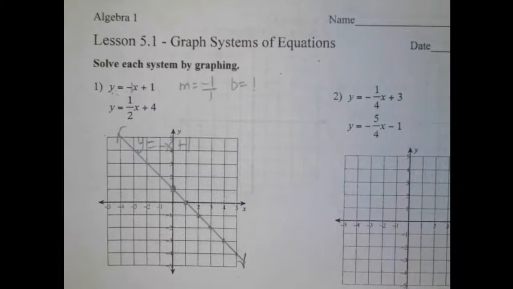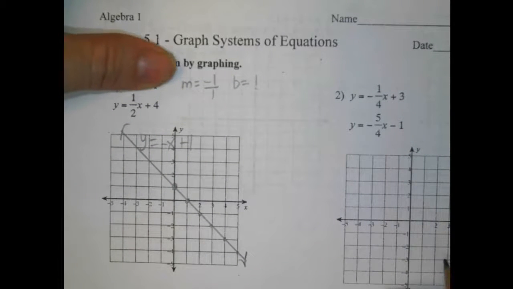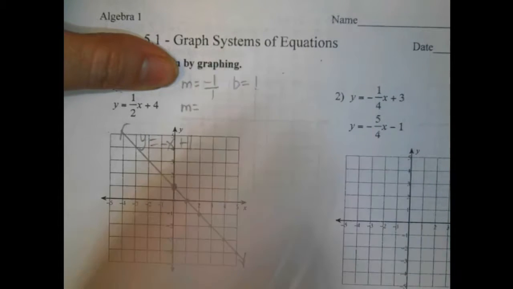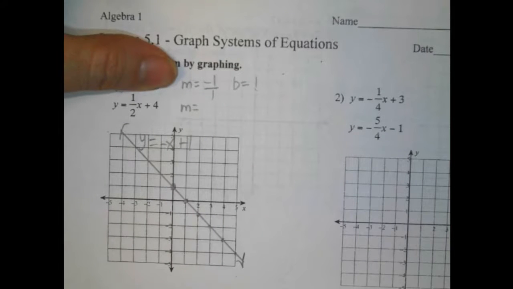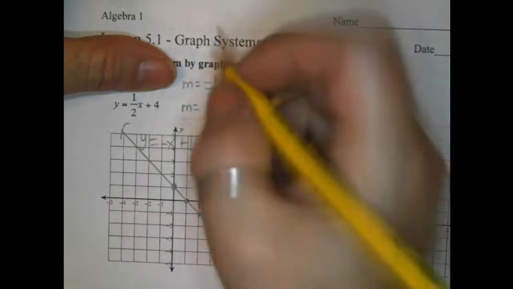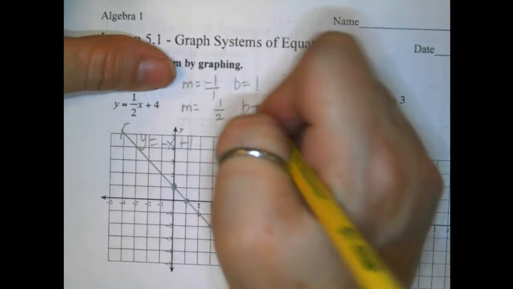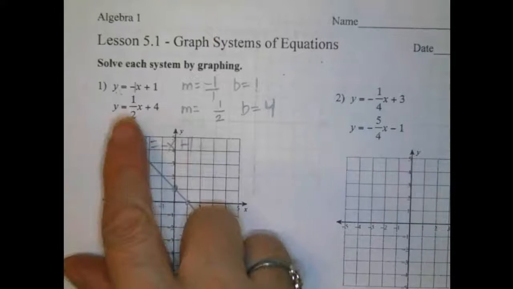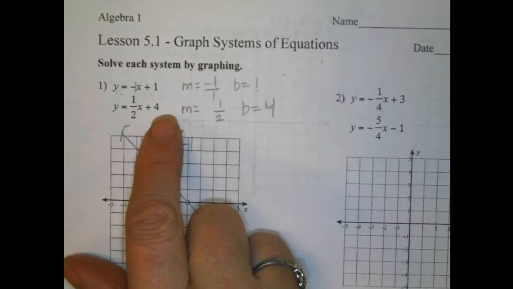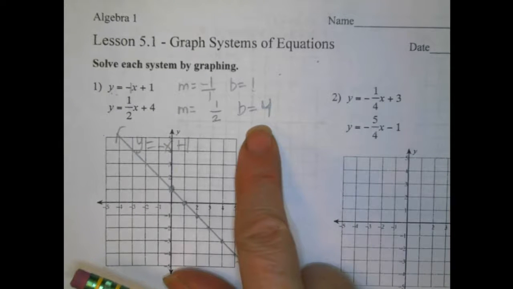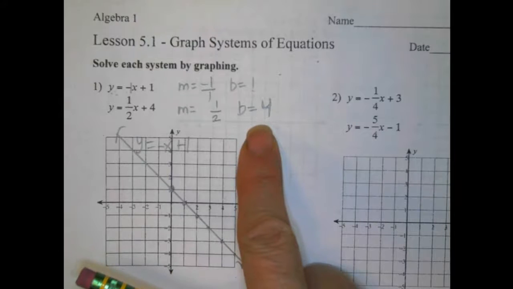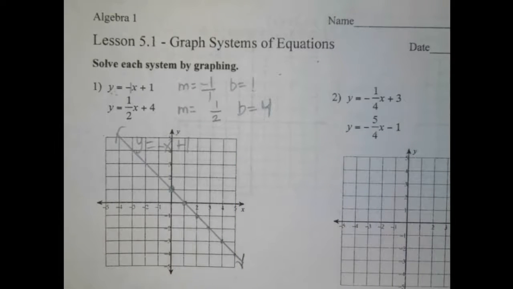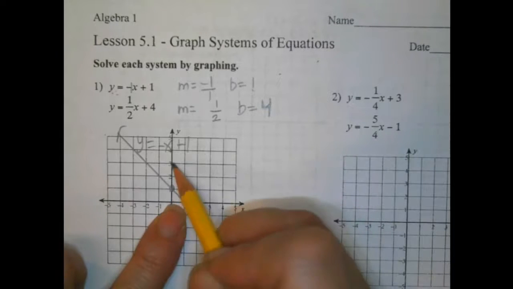Let's go ahead and look at my second equation. This time I'm looking at this one. Okay, what is my slope in my second equation? What is in front of x? It is 1/2. What is my b in my second equation? 4. Okay, I didn't have to do any math. I just have to know what my m is and what my b is. Okay, so now I'm going to graph it. What is my starting point for my second equation? 4. So I'm going to go to 0 and I'm going to count up 4.